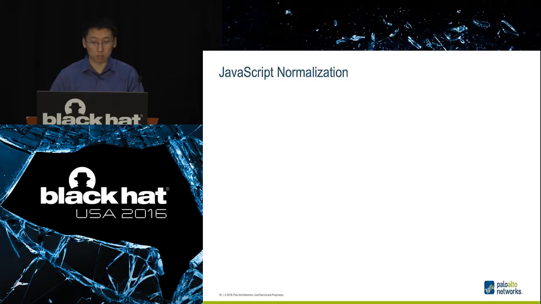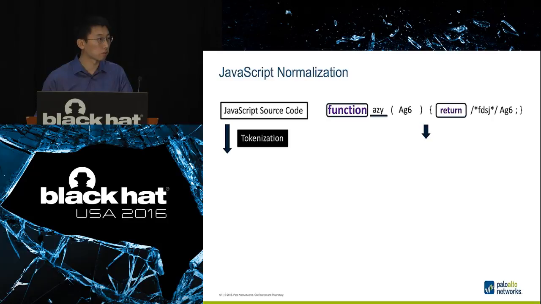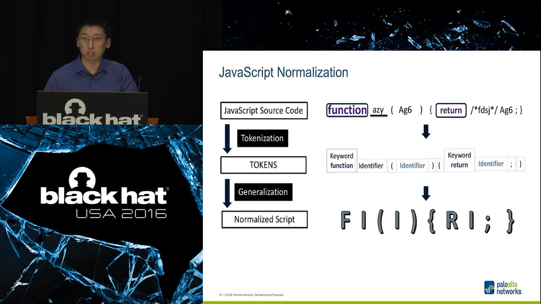So the first step is the JavaScript normalization. It involves 2 steps. First, given this piece of JavaScript code, we tokenize it into a series of JavaScript tokens. And then, for each type of JavaScript token, we map it to a unique character. Then we put all of the characters together to construct the normalized script from the source code.